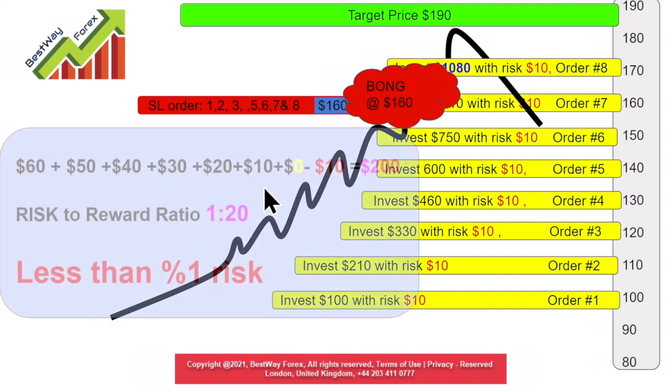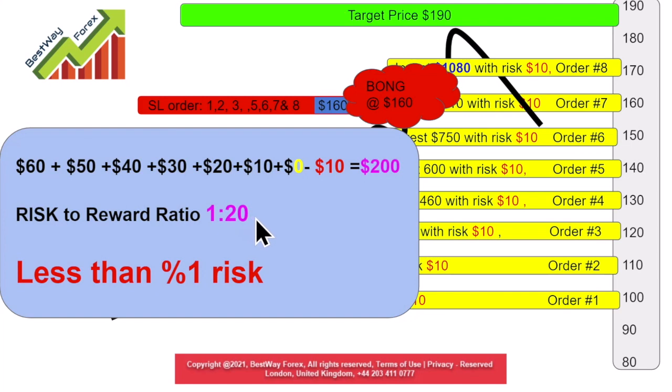Okay, let's see what actually happened. For the first order we make $60. For the second order, we make $50. For the third order, we make $40. For the fifth order, we make $30. For the sixth order, we make $20. Sorry, I read it here. So first 1 2 3 4 5 6. For order 6 we make $10. For order 7 we make 0.